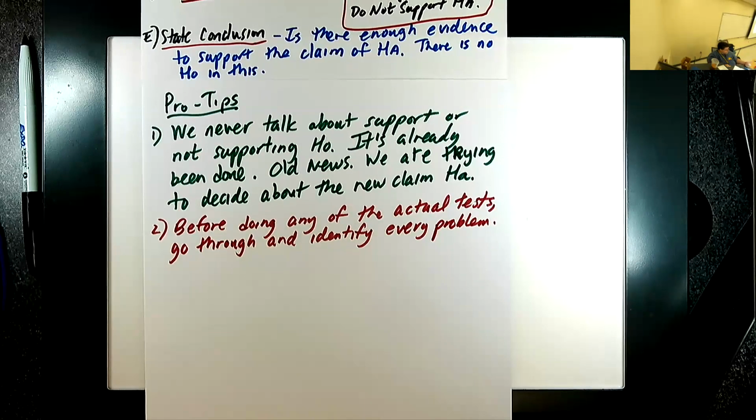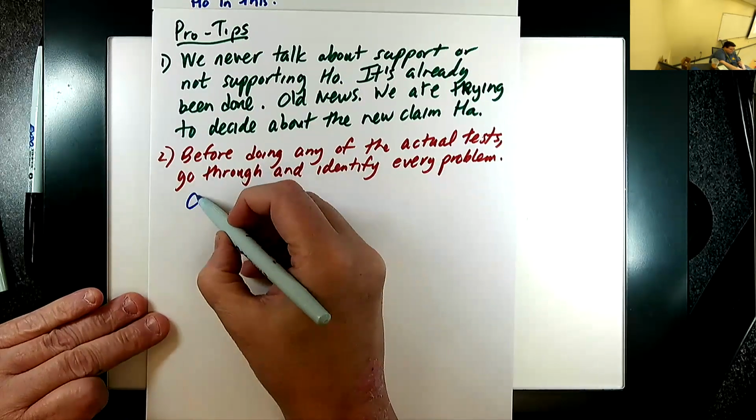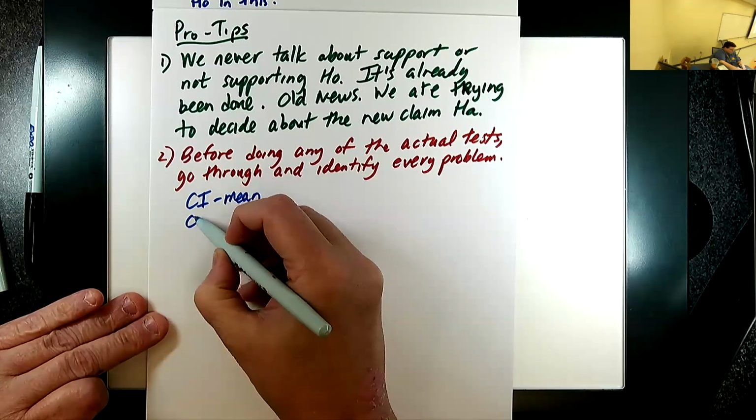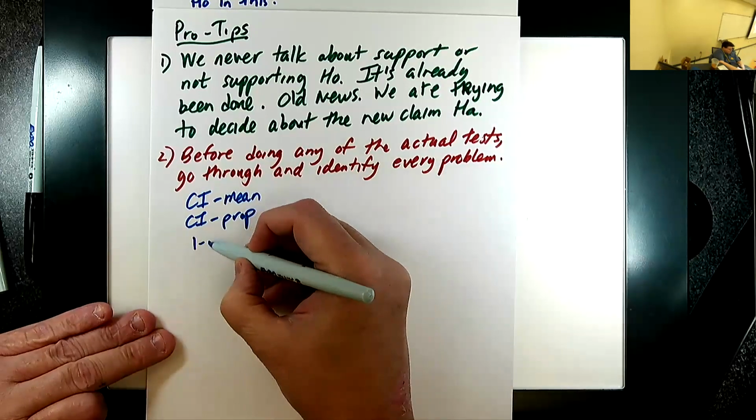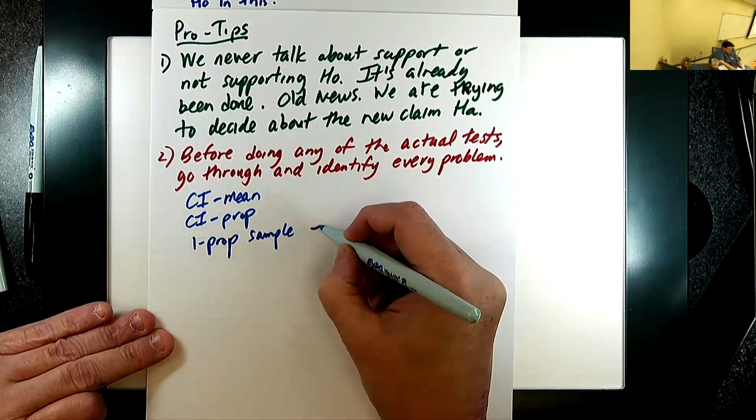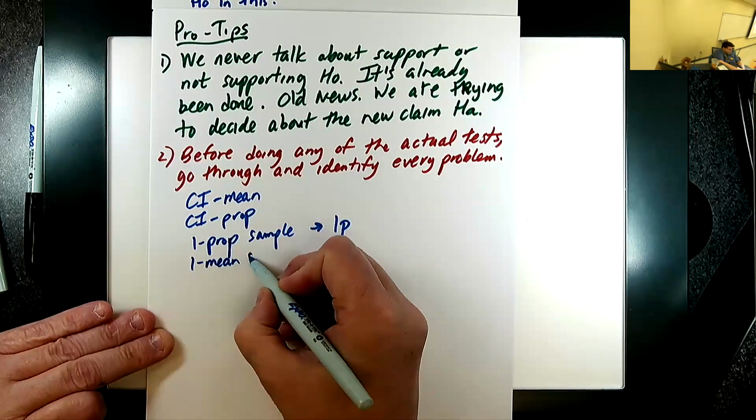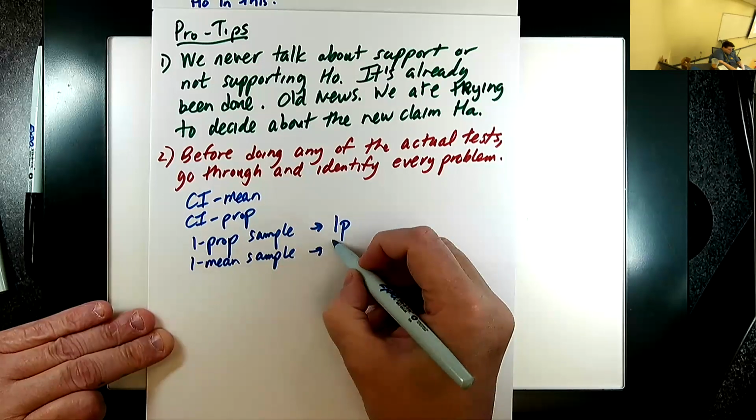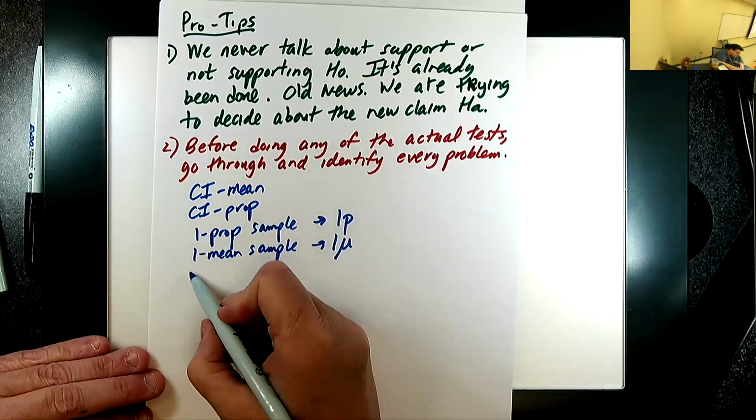It's part of your work for your hypothesis test. You need to tell me the name of the test. So, like, there are 2 CIs. There is a CI for mean, a CI for proportion. There's a 1 proportion sample test, which I usually just put 1P. There is a 1 mean test. I put 1 mu. And I listed these up above. I'm putting them again here.